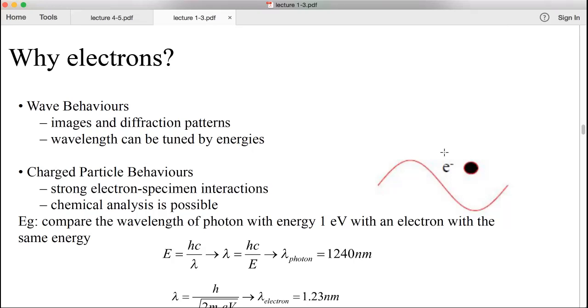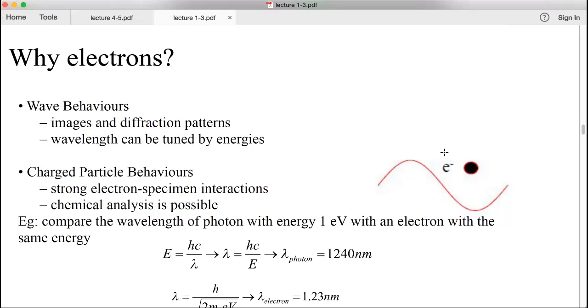And we can use these electron-sample interactions to further study the sample that we are after. And then we can do chemical analysis. Yes, all these things are there, but why electrons?